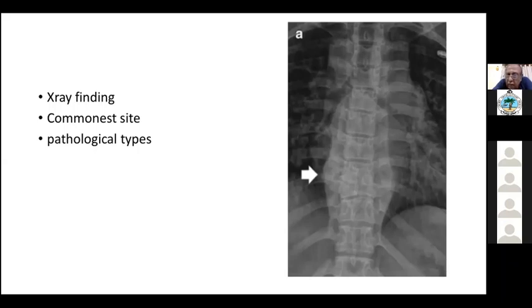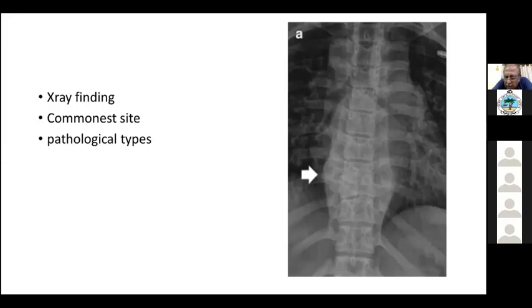Now I will ask you, what are the synovial joints of the spine? Disc is not a synovial joint. So which are the synovial joints of the spine? Facet joint. Facet joint, and one more. It is C1, C2. The joint between C1 and C2 is a synovial type of joint. So the commonest one is paradiscal.